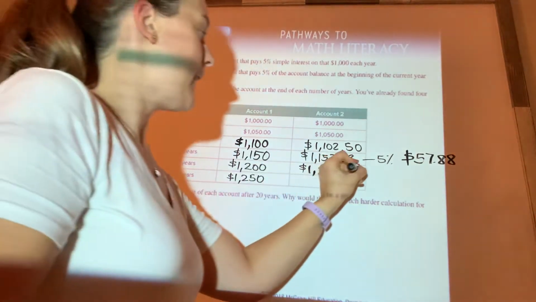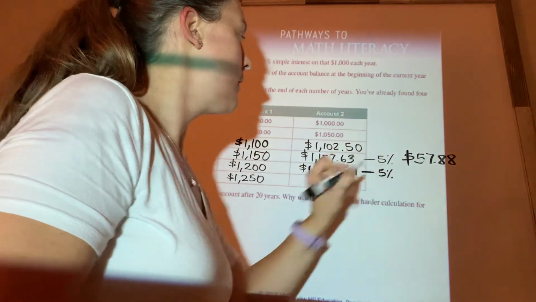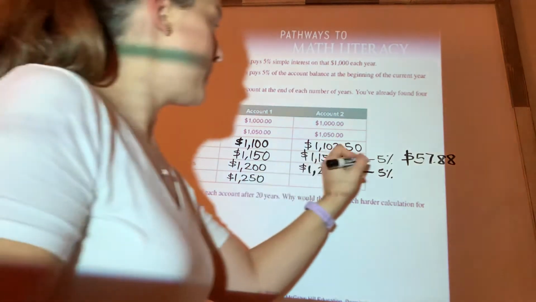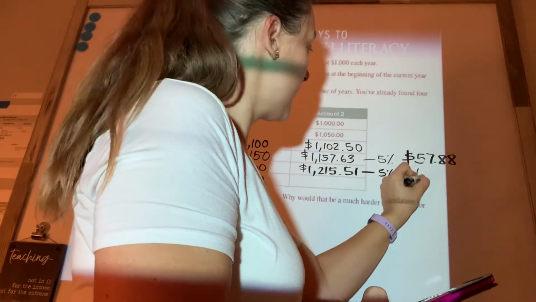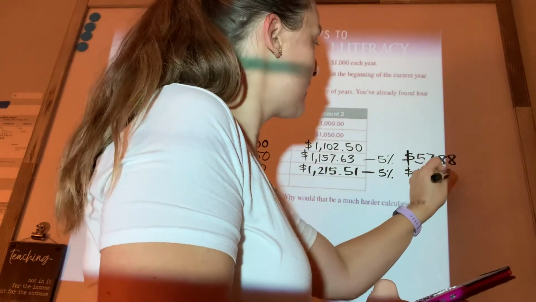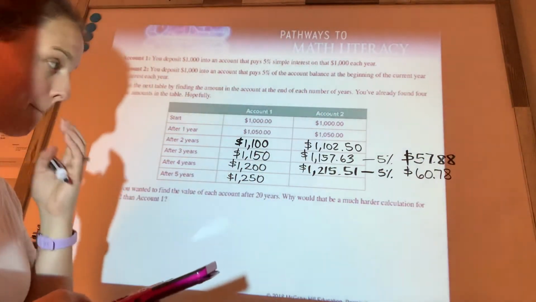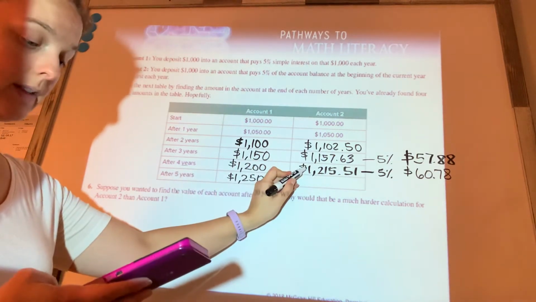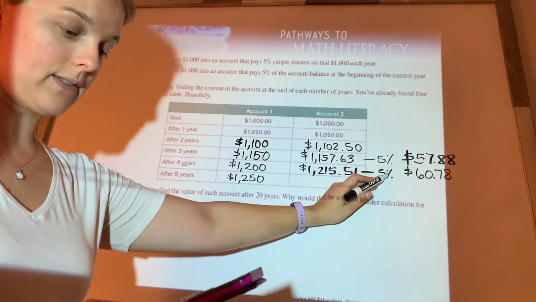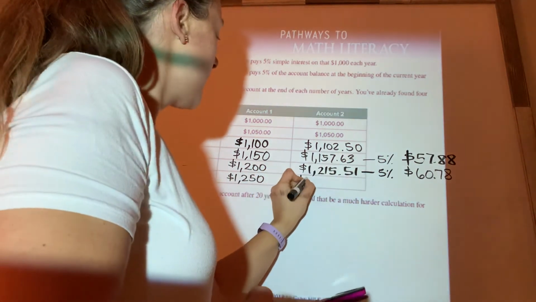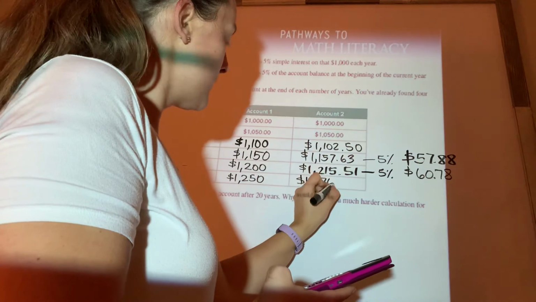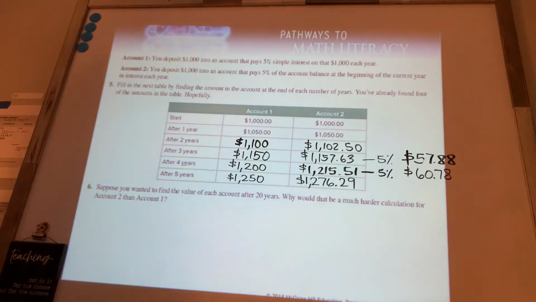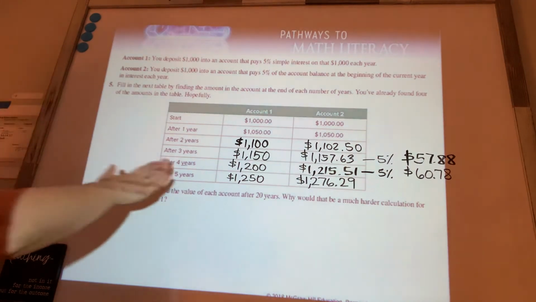Okay, now to get the last row here, I have to find 5% of, again, my previous balance. So I'm going to multiply by 5%, and I get $60.78. Once again, make sure you're rounding. So I'm going to take the after 4 years balance, and I'm going to add in $60.78, and we get $1,276.29. Okay, so those are all of the numbers after 5 years.